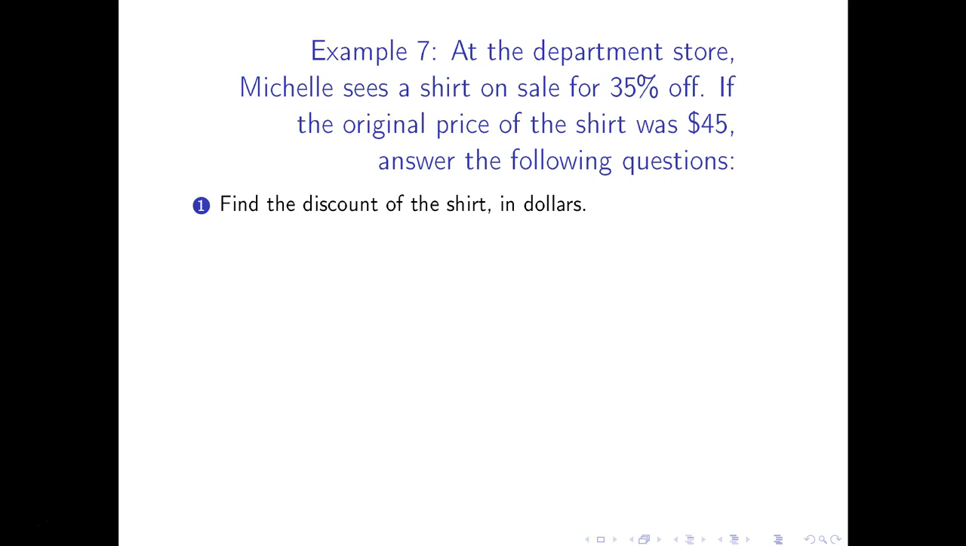At the department store, here's our last example. We're going to do an applied problem. Michelle sees a shirt on sale for 35% off. If the original price of the shirt was $45, we want to find out a few things. First off, what's the discount? So how could you find the discount if it's 35% off? Isn't the discount 35% of whatever the price is? So that's really, I'm looking for 35% of 45. So I want you to pause the video and just find what is 35% of 45.